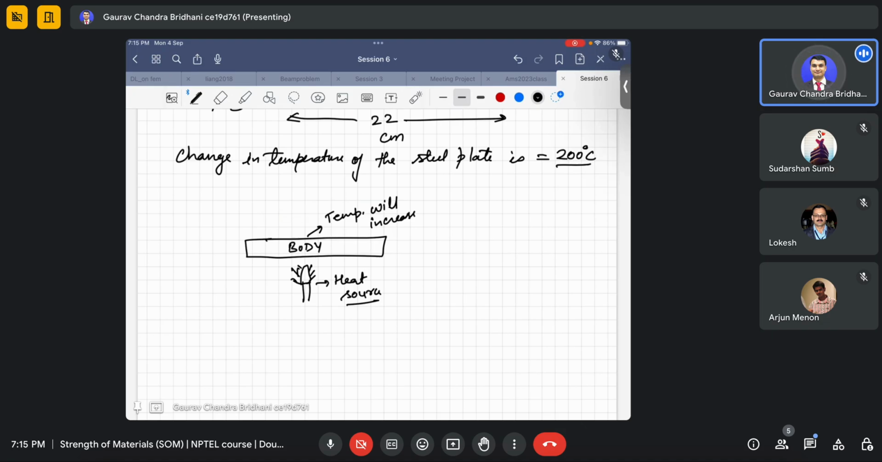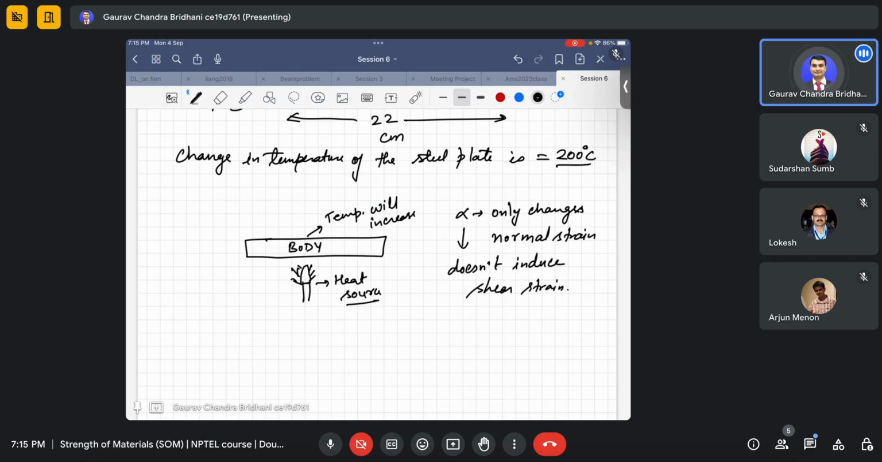But you know what happens with alpha? Alpha only changes normal strain. Alpha does not induce shear strain.